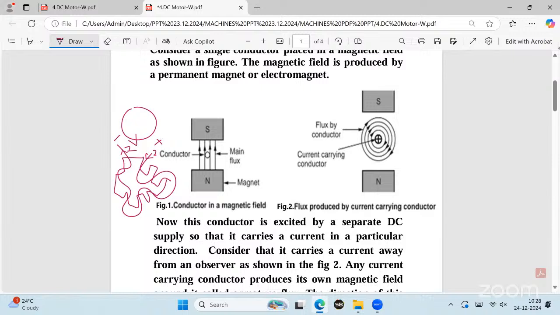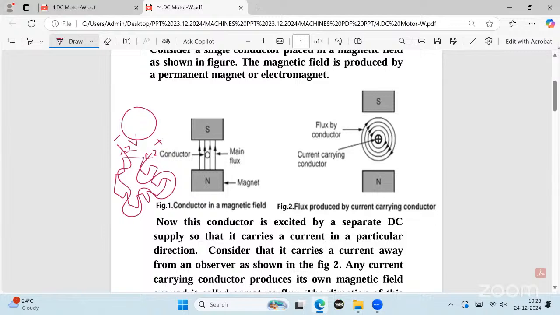We got two fluxes. One is called main flux, the electromagnet. The second one is armature flux. The conductor becomes a magnet. What is the other name for conductor? Armature.